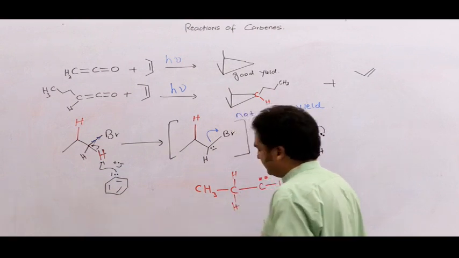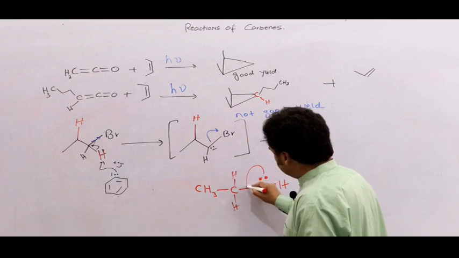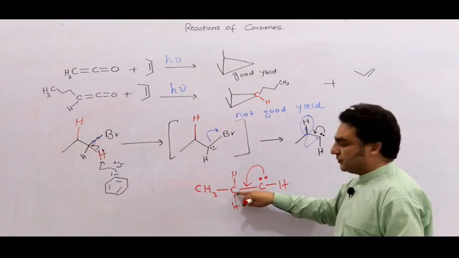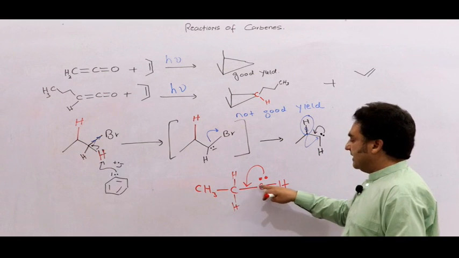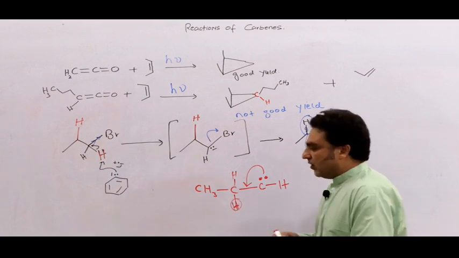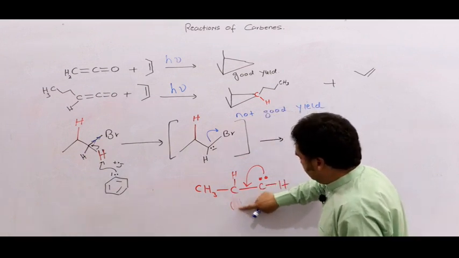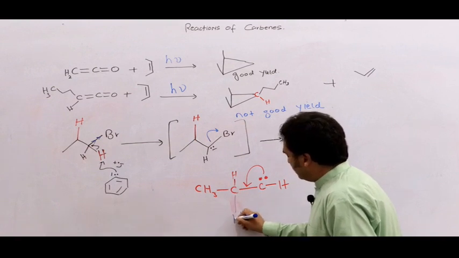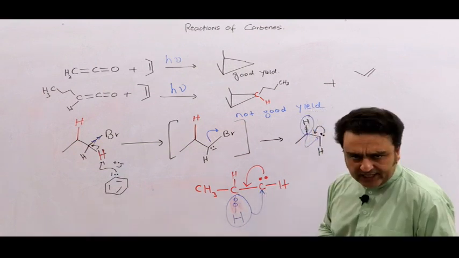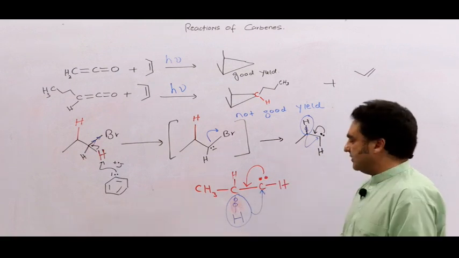Okay, so they have thought that what actually happened was that this carbene pushed its electron into this bond and tries to make a double bond, and this hydrogen along with the bonding electrons shifted to this carbon. It's called a hydride shift. So first of all, it's a concerted reaction, or a concerted step.